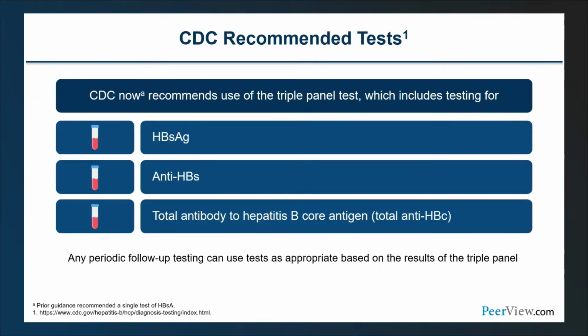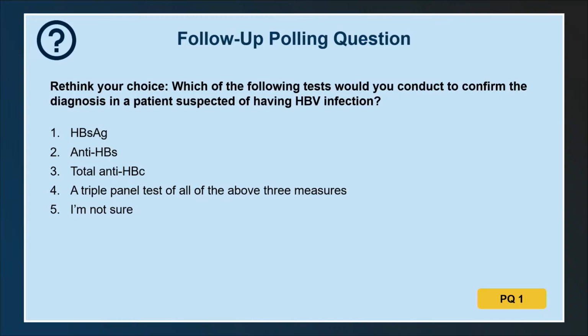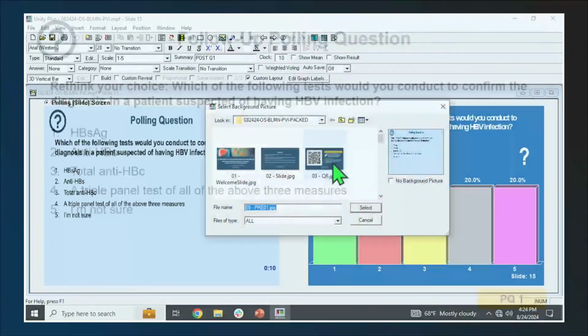So now the Centers for Disease Control recommends the use of this so-called triple panel test, which includes the surface antigen, the surface antibody, as well as a core antibody, which is the antibody to the core antigen. And these three tests allow us to characterize our patients, identify those that are chronically infected, as well as those that need vaccination, as well as those who would be at risk later for potential reactivation. So let's rethink our choice.